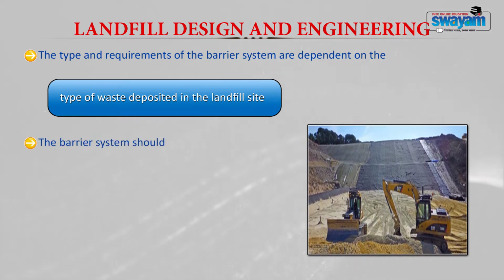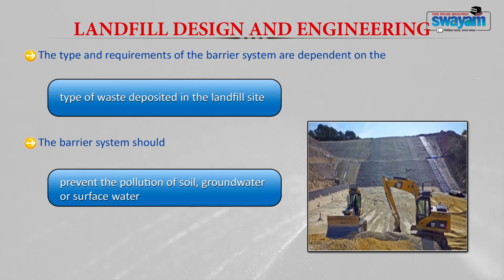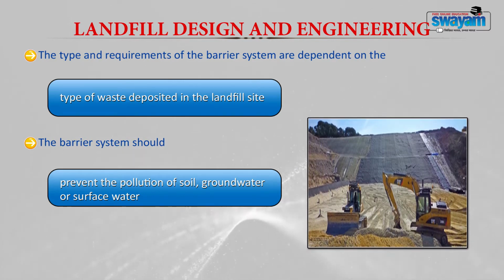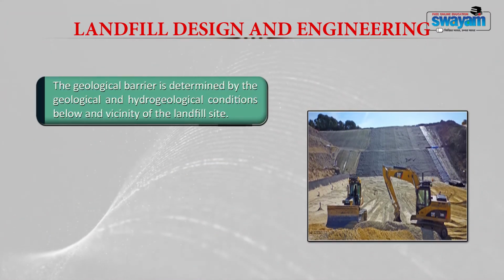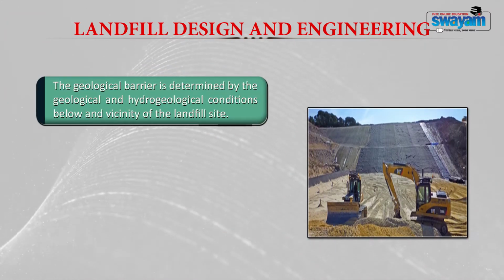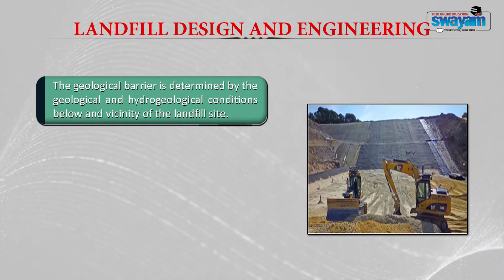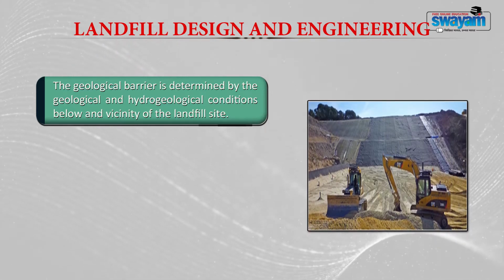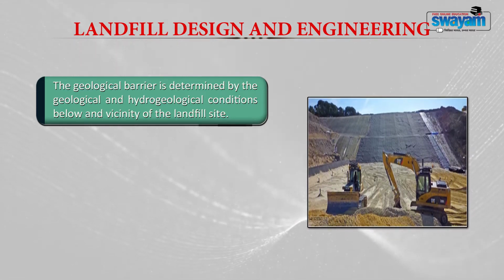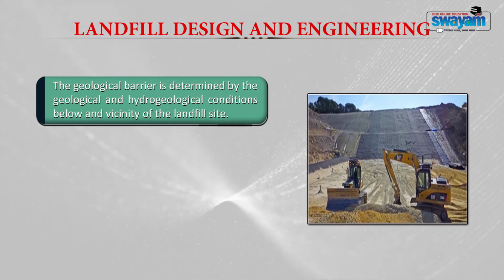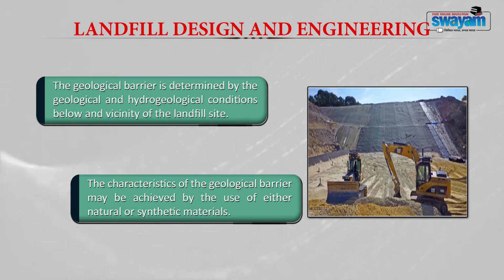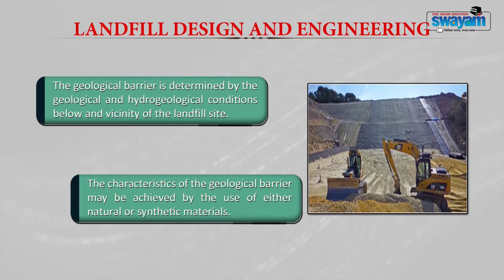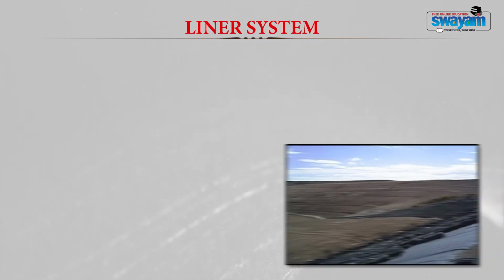Now, the barrier system should prevent the pollution of soil, groundwater or surface water and ensure efficient collection of leachate. The geological barrier required for containment is determined by the geological and hydrogeological conditions below the landfill and near the vicinity of the landfill site. Now, the characteristic of the geological barrier may be achieved by the use of either natural as well as synthetic materials. Now, let us discuss the liner system.